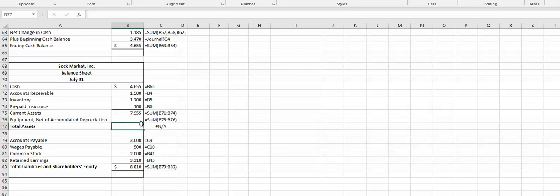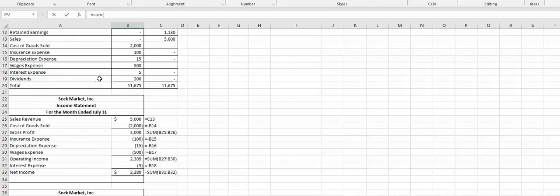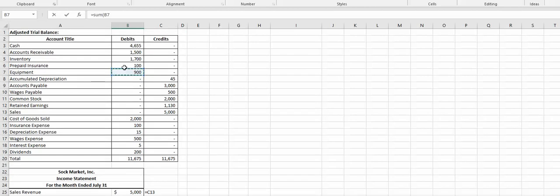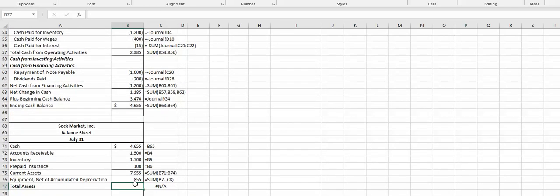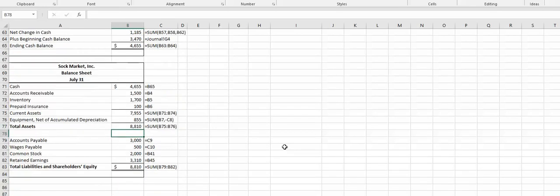Sorry, let's try that again. I lost my equals sum. Sorry, guys. This, comma, minus this. And now I'll do the sum function. Equals sum, current assets plus your long-term assets.